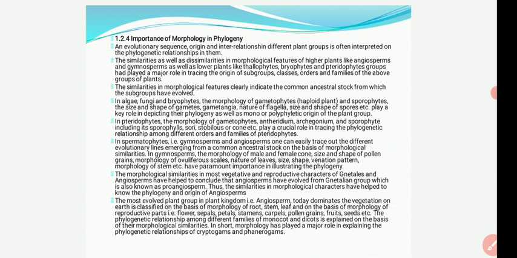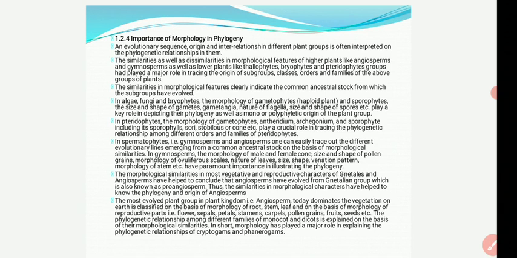In spermatophyta, for example, that is in gymnosperm and angiosperm, one can easily trace out different evolutionary lines emerging from common ancestral stock on the basis of morphological similarities. In gymnosperm, the morphology of male and female cone, size and shape of pollen grain, morphology of ovuliferous scales, nature of leaves, size, shape, venation pattern, morphology of stem, etc., have paramount importance in illustrating the phylogeny.